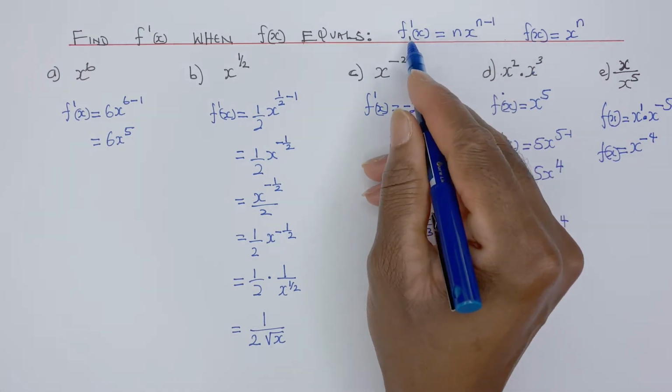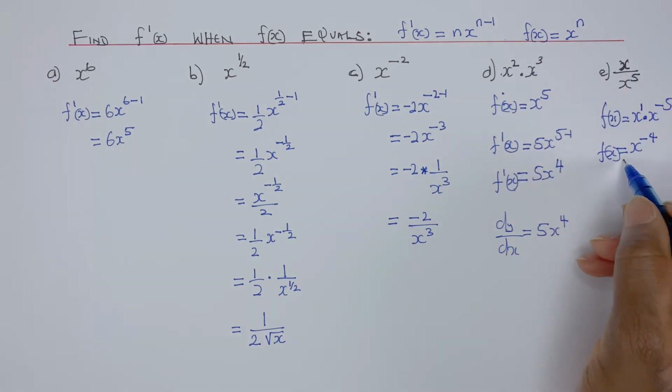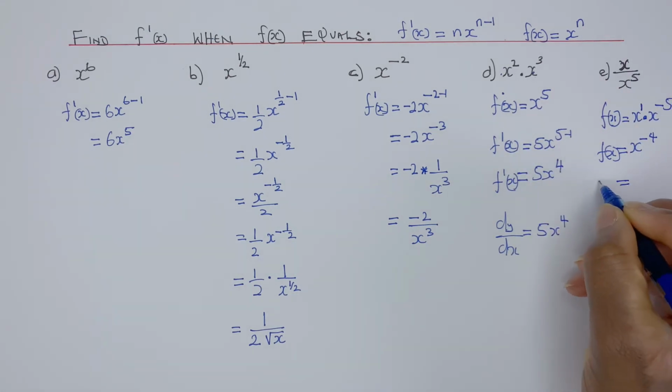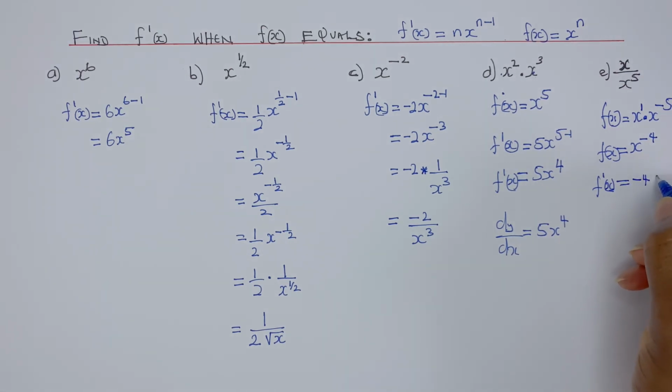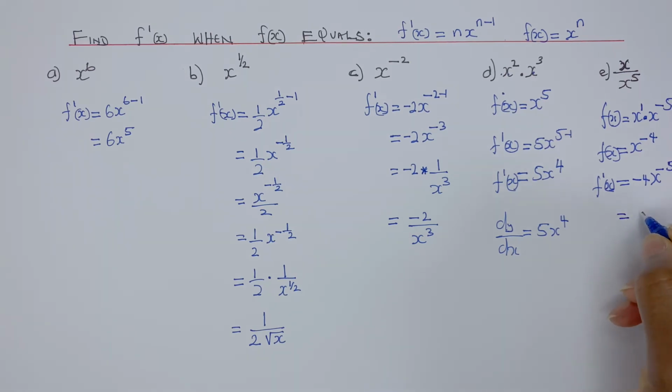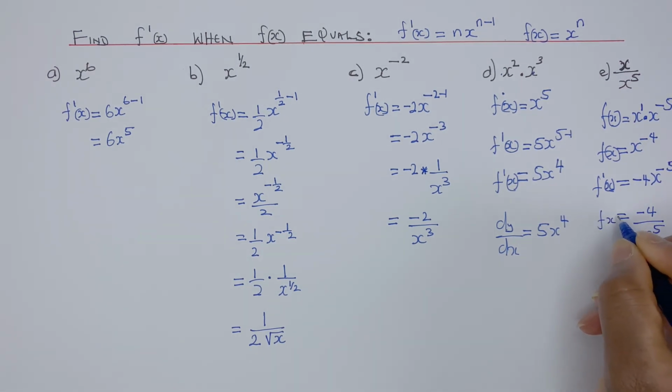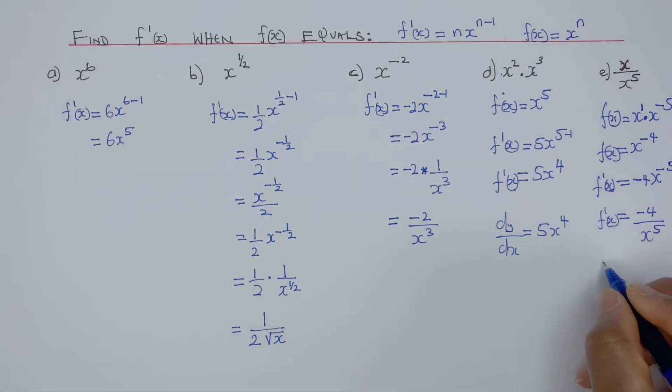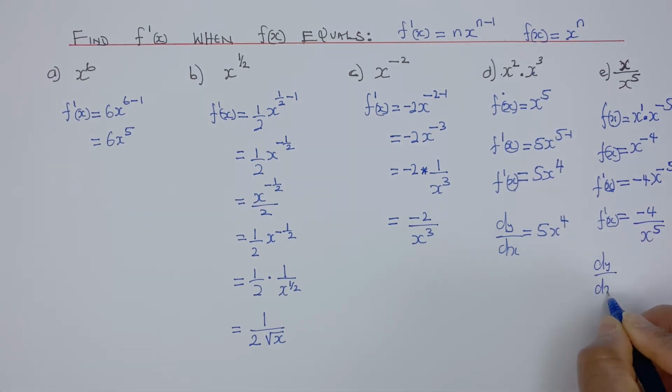Now applying this where f of x is, n is minus 4. So f dash of x will be minus 4 x to the power minus 5, because that will be minus 4 minus 1, that's minus 5. And that can be written as minus 4 over x to the power 5. So that's what f dash x is. So the answer, the derivative in this case, will be minus 4 over x to the power 5.